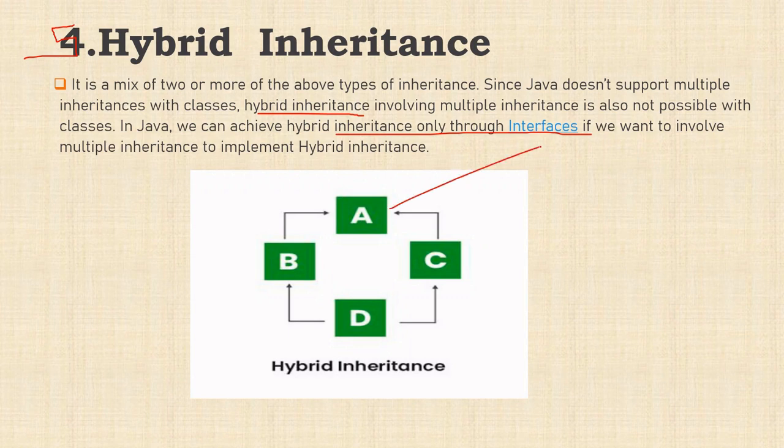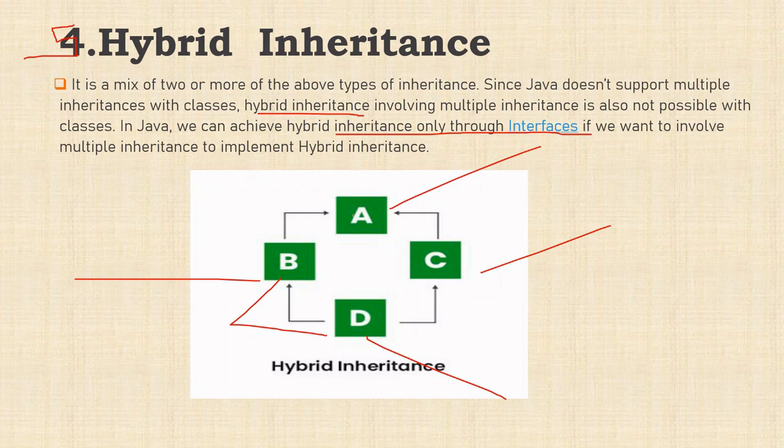So this is the base class, class A, and class B is the derived class. So class B is extending class A, and class C is extending class A. Okay, and class D will be the derived class for class B and class C. Okay, this is the example of hybrid.